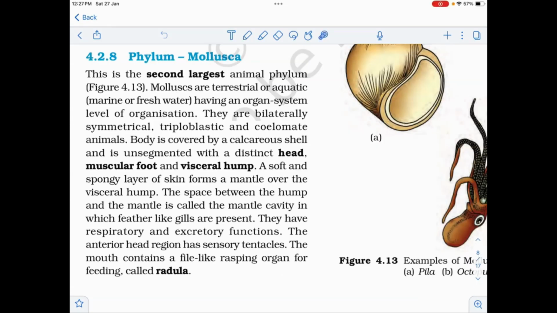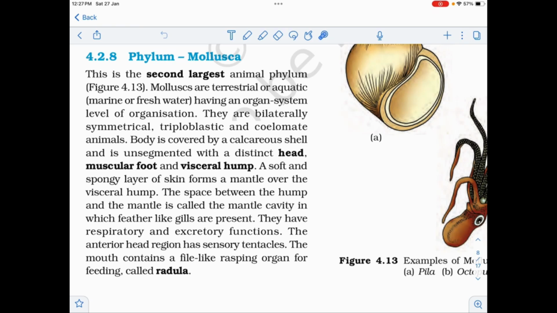Phylum Mollusca. This is the second largest animal phylum. The molluscans are terrestrial or aquatic, marine or freshwater, having an organ system level of organization. They are bilaterally symmetrical, triploblastic, and coelomate animals. The body is covered by a calcareous shell and is unsegmented, with a distinct head, a muscular foot, and a visceral hump. A soft and spongy layer of skin forms a mantle over the visceral hump. The space between the hump and the mantle is called the mantle cavity, in which feather-like gills are present.